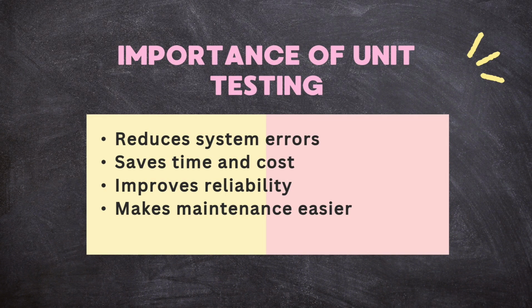Unit testing plays a very important role in developing reliable software. It helps reduce system errors because problems are identified early. It also saves time and cost since fixing bugs during early development is easier compared to fixing them after the system is already complete. Another importance of unit testing is that it improves the reliability of the system, making it more stable and dependable. Lastly, it makes system maintenance easier, especially when developers need to update or improve the program.